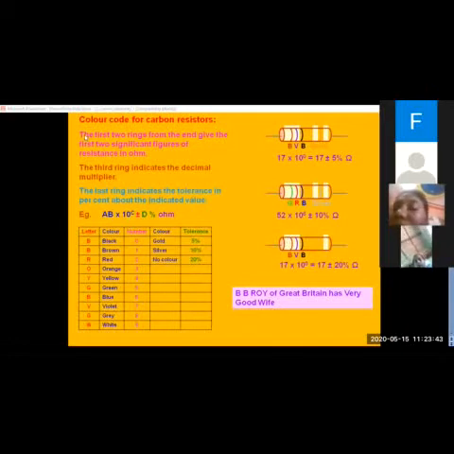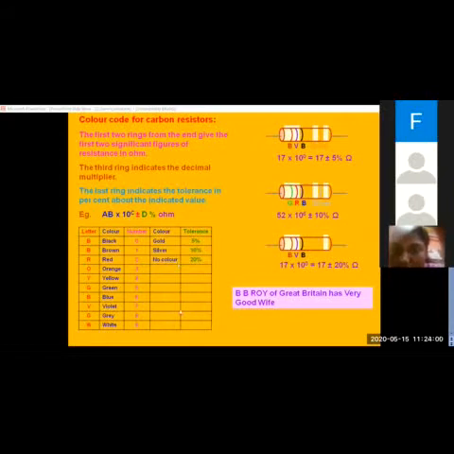So you can see, I'll share the slide with you after the class. First 2 rings from the end give the 2 significant figures. Third ring indicates the decimal multiplier. Decimal multiplier means into 10 to the power of what? Last ring indicates the tolerance. Tolerances are only 3. So today's assignment will depend on the color resistance. I'll give you a few values. I want you to find out what is the value for that color and let me know.